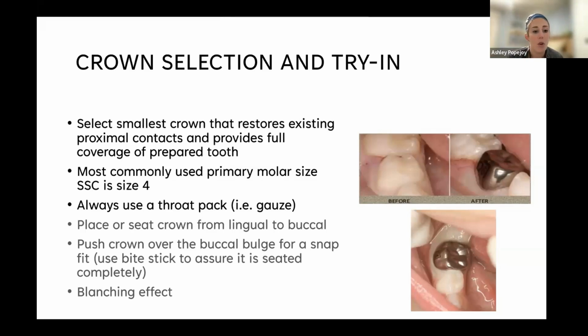You will want to push the crown over the buccal bulge for a snap fit. It should kind of snap into place, and you'll use the bite stick to assure it's seated completely. And at least at UMKC, I almost don't want to say this, but 12 years ago, the peds department was always saying you don't want any blanching. But from an evidence-based perspective, it's not harmful to them long term, and for retaining the crown, it's usually necessary for there to be some blanching. In this picture, it's a little bit excessive compared to what I usually see, but you get the point of how well fitting that crown is going to be and how subgingival it's going to be when it's seated correctly.